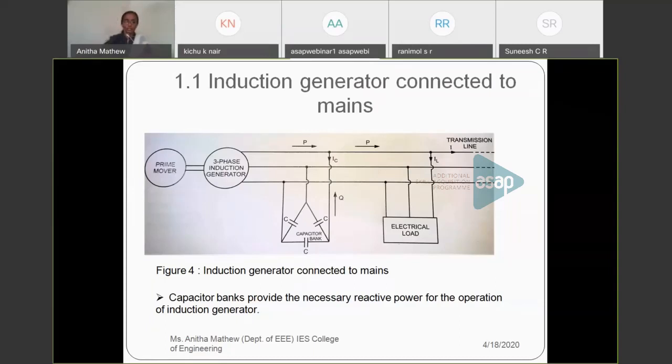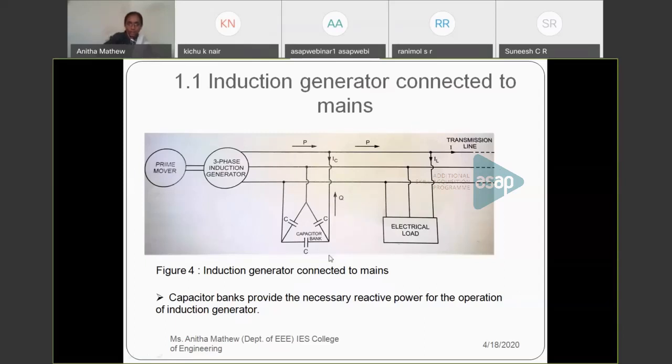Here you can see a 3-phase induction generator coupled with the prime mover. Okay. Since it is connected to the transmission line, it is known as grid connected, or induction generator connected to mains.